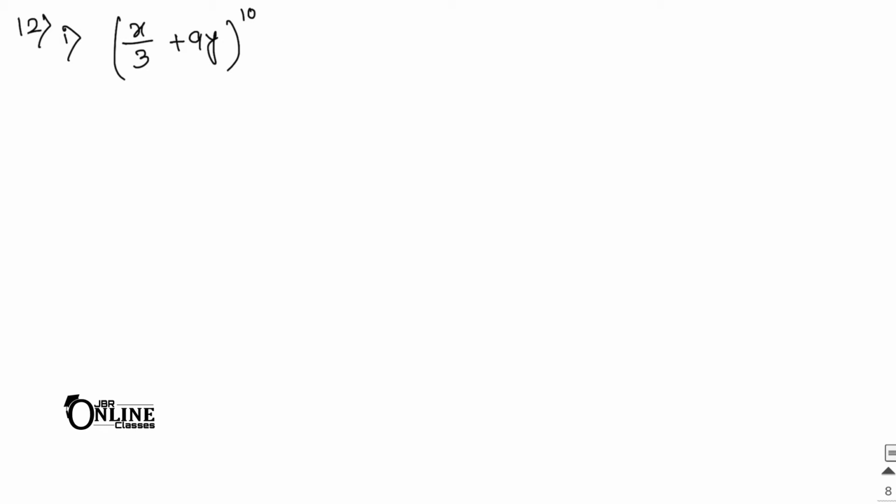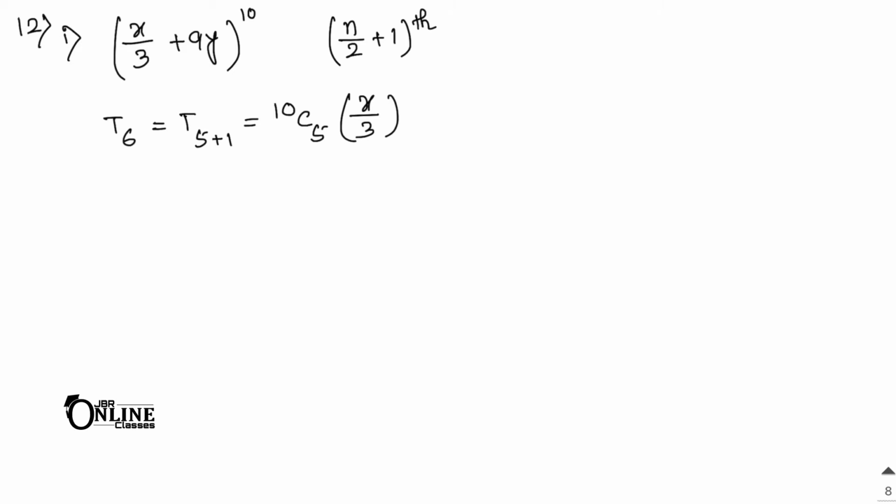So when n is an even number, then the middle term will be, you know the formula, the n by 2 plus 1th term. So as here 10, that means 10 by 2, that means 5, so 5 plus 1, so T6. So T6 will be the middle term. So you know the formula, T6 means T5 plus 1, so that one equals 10C5 (x by 3) whole to the power 5, then (9y) whole to the power 5.